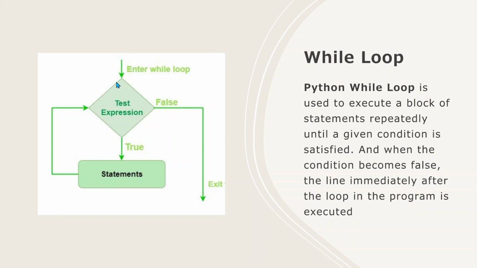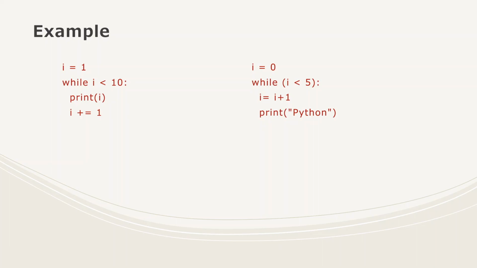Here I have a simple flowchart to help you understand the concept of the while loop. Here we have a test expression. Until the condition is true, it will execute the given statements. Once the condition is false, it will come out of the loop. So this is what a while loop is all about. Now let's look at a very basic example to understand how a while loop works. I've given you two basic examples here.